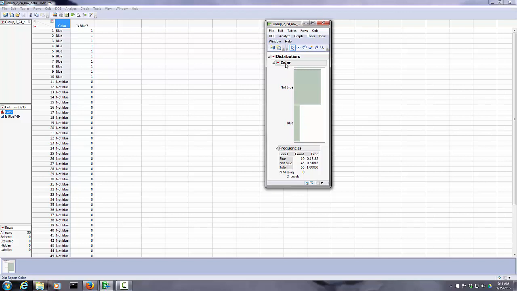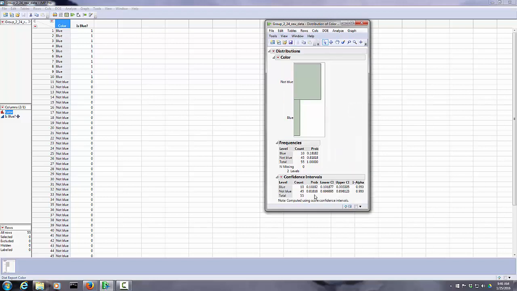But through this dialog, we have a couple of alternative ways of getting at a confidence interval and a test. If we right-click on the title bar, we can ask for a confidence interval. Let's do 0.95. And we can go down here to the confidence interval output. You can see it. And here in the output is a confidence interval for the blue proportion. The lower end of the interval is 0.1, the upper end is 0.3.